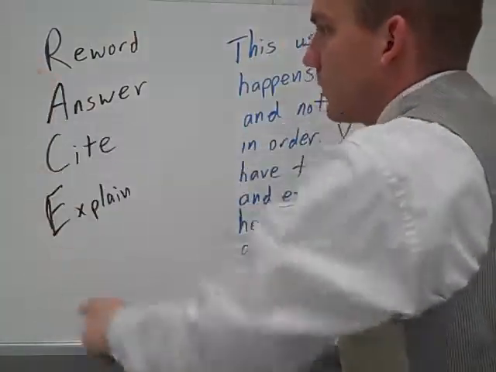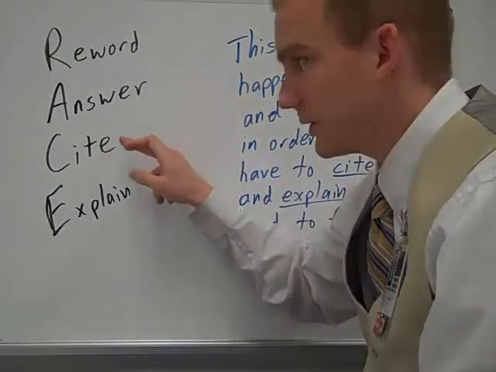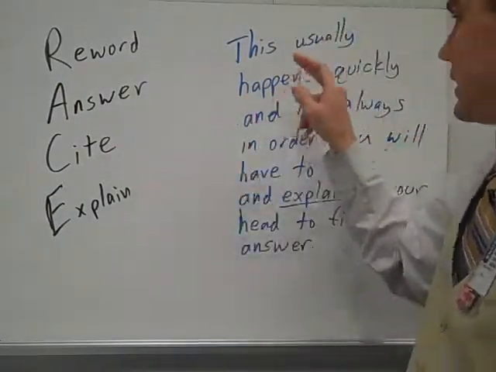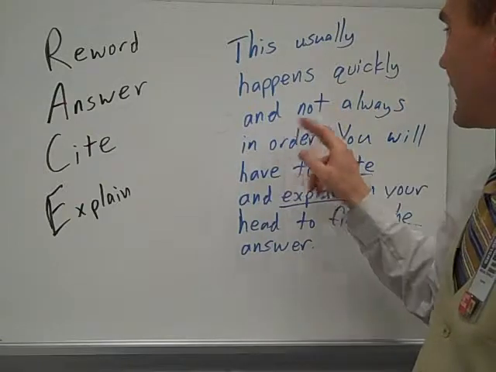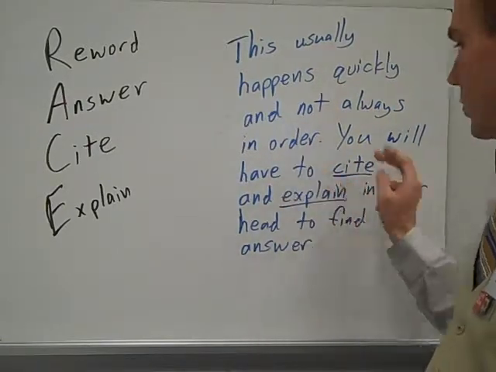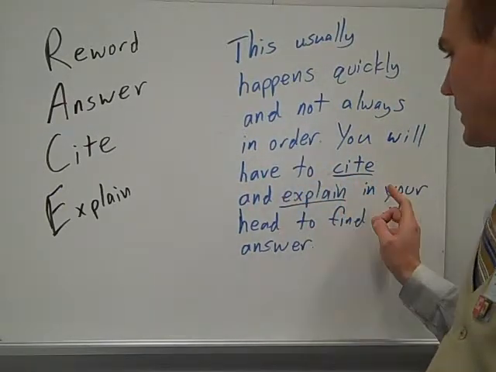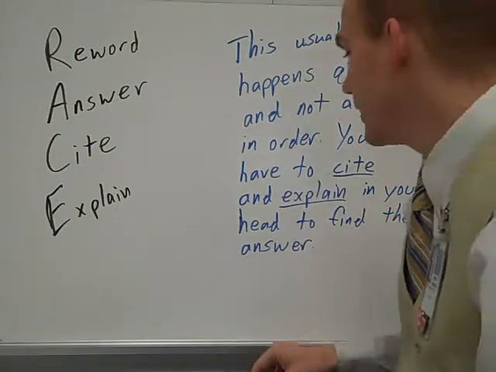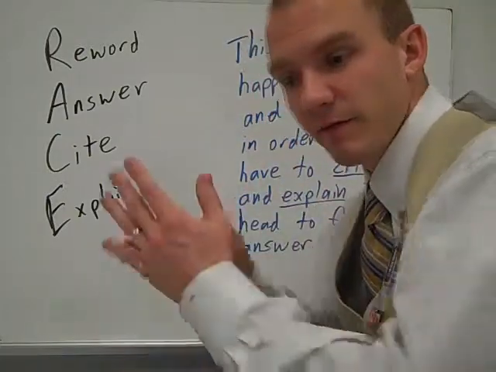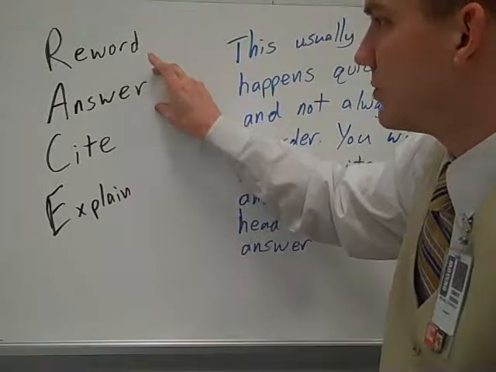So, RACE: reword, answer, cite, explain. This usually happens quickly and not always in order. You will have to cite and explain in your head to find the answer. So usually you have to cite and explain first, and that will help lead you to your answer.